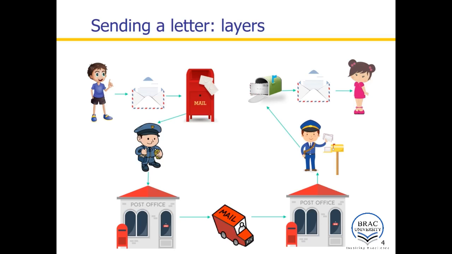So this is the overall process of sending a letter from one friend to another. I have already mentioned that we have three things: one is a sender, another is a receiver, and the last one is the carrier. Here the carrier is basically the mail truck that is shown between the post offices. All those steps are involved just to send a simple letter.